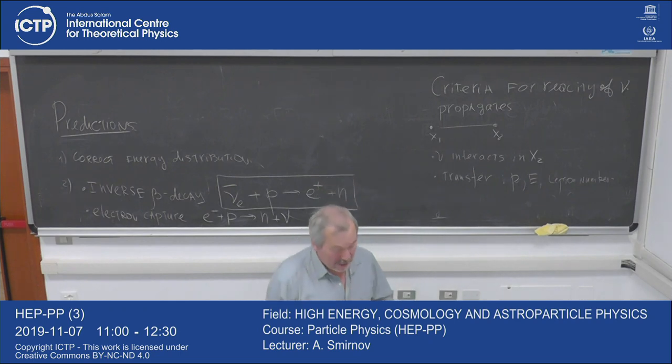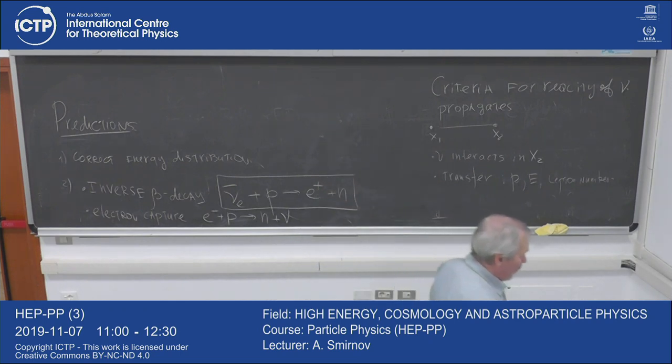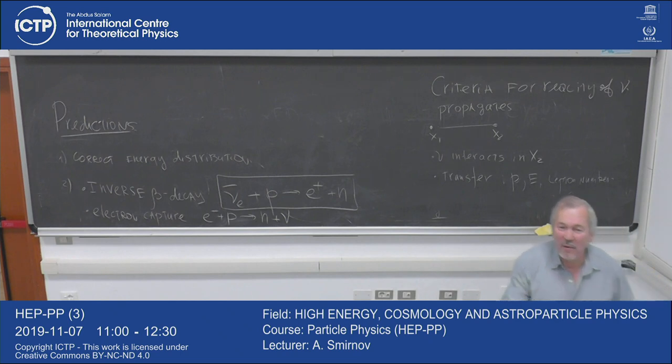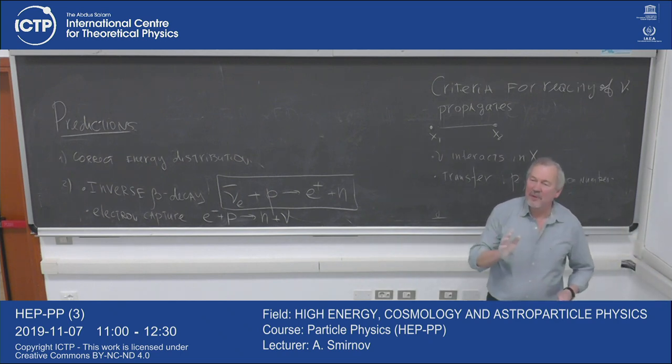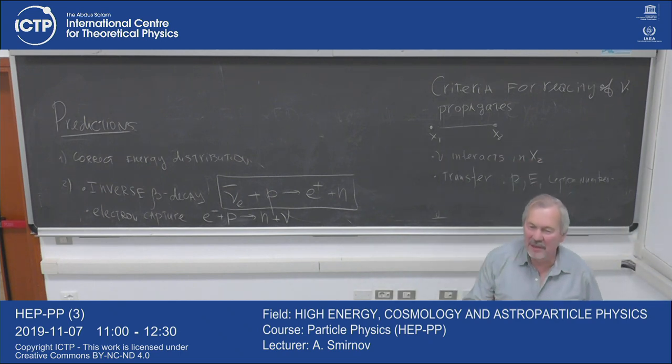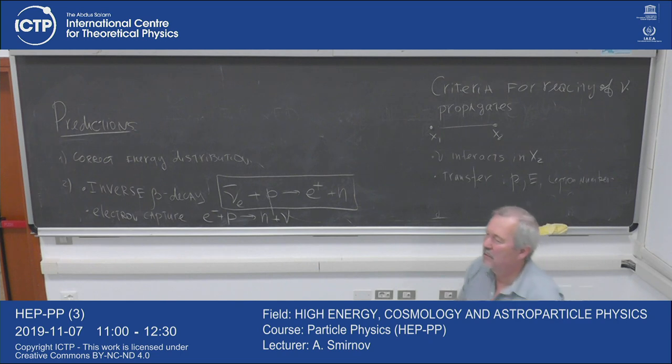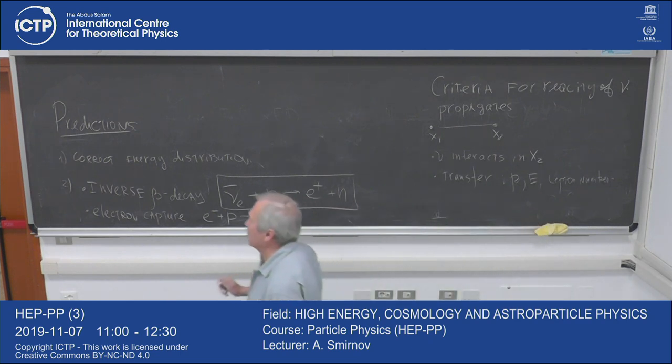And so interestingly enough, let me tell you how people were really doubting the existence of the neutrino. Hans Bethe and Peierls made the first computations of neutrino cross-sections. And I will discuss this now.